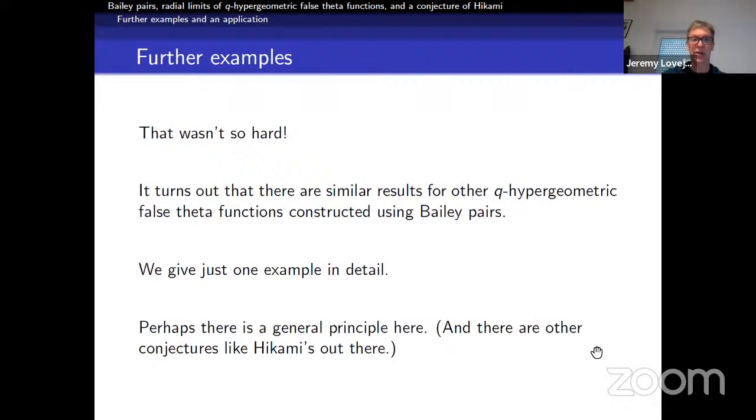And in fact, there are other conjectures like Hikami's out there. I think Rishab is starting to look at these, where people in topology or somewhere else run across these false theta functions, and they want to evaluate the radial limits at roots of unity using a truncated series. And they have some other conjectures like this.